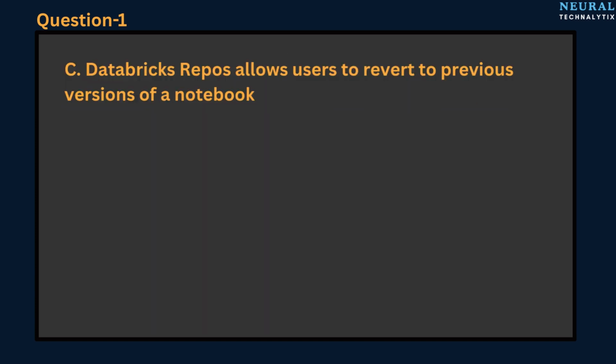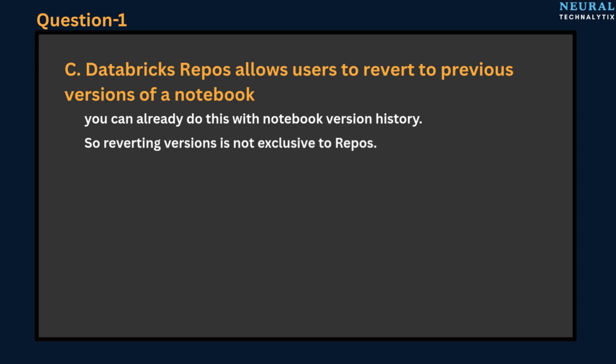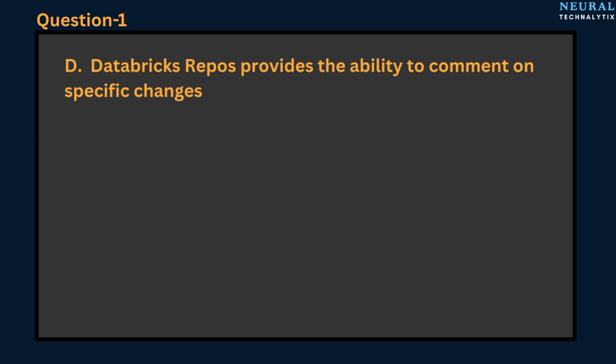Option C. Databricks Repos allows users to revert to previous versions of a notebook, but you can already do this with notebook version history. So reverting versions is not exclusive to repos. Option C, eliminated.